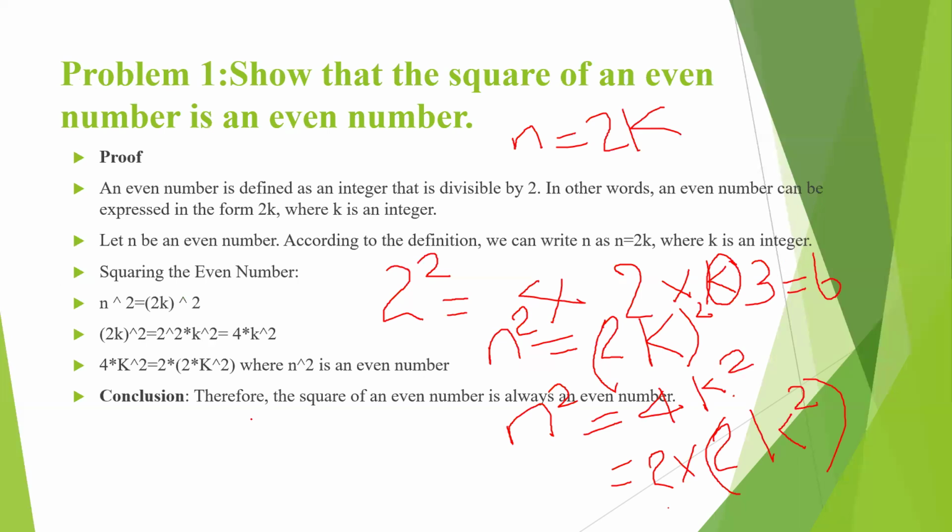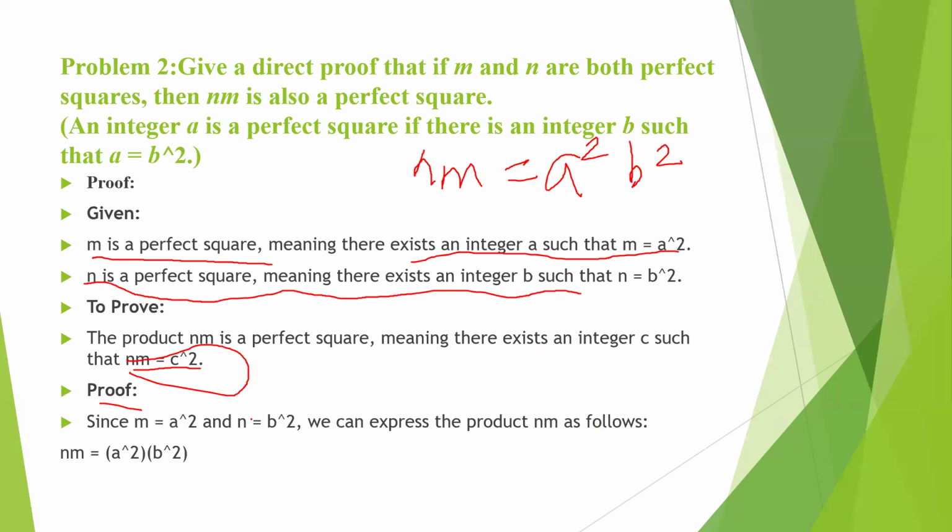First problem is to show that the square of an even number is an even number. And second problem is to give a direct proof that if m and n are both perfect squares, then mn is also a perfect square. Okay, so that's about that.